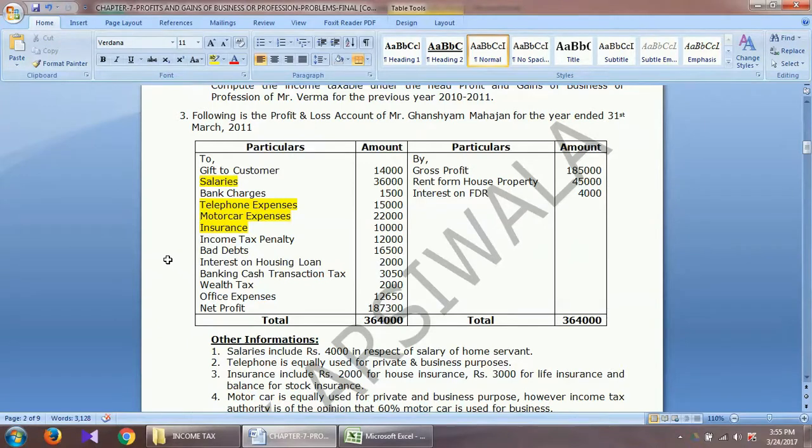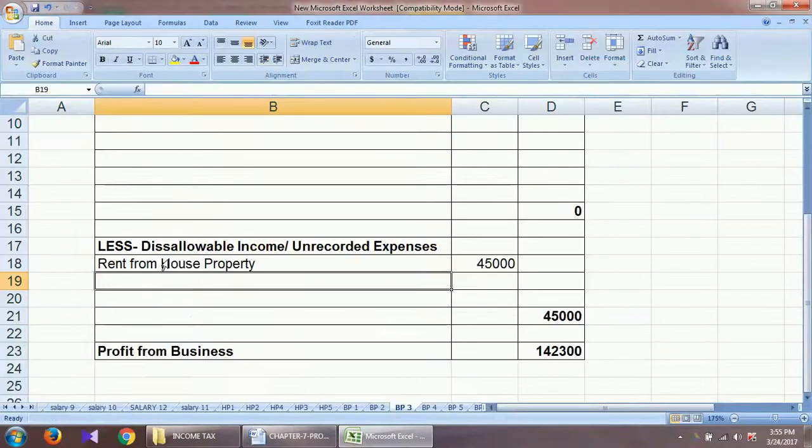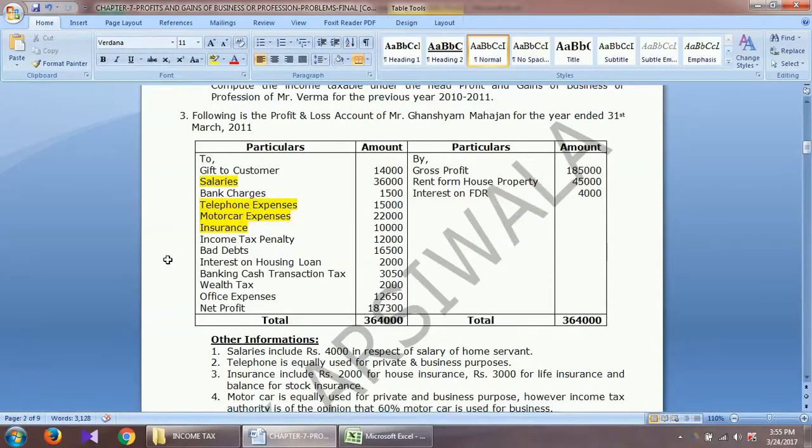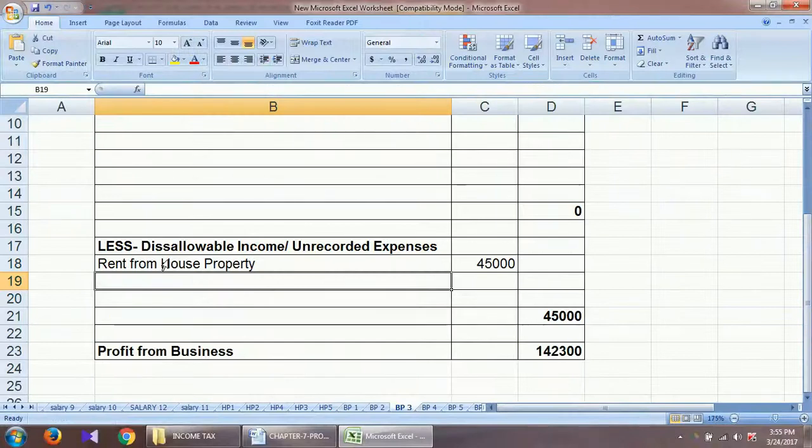Next comes interest on FDR. Again, interest on FDR is also an income from other sources, and it is not treated as income from business and profession, so we will be deducting it from our problem. Interest on FDR 4,000 rupees.